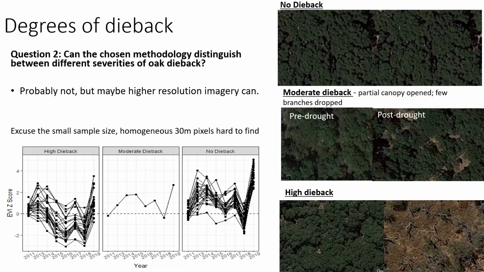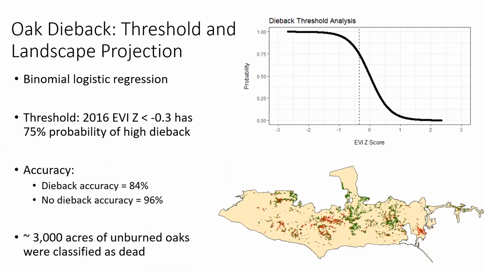A binomial logistic regression using 2016 z-scores was used to determine a threshold for classifying dieback. Pixels with 2016 z-scores less than negative 0.35 have a 75% probability of high dieback. After removing oaks that burned from 2005 to 2016 and applying the pixel removal thresholds, about 3,000 acres of oak woodlands were classified as having high dieback across the park.